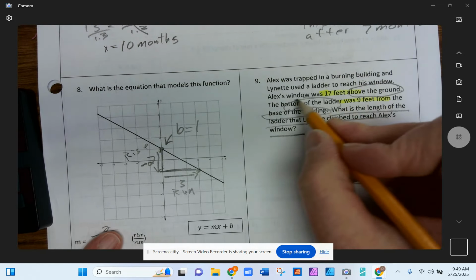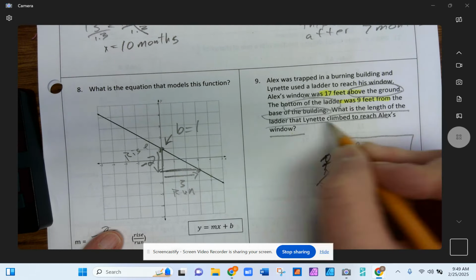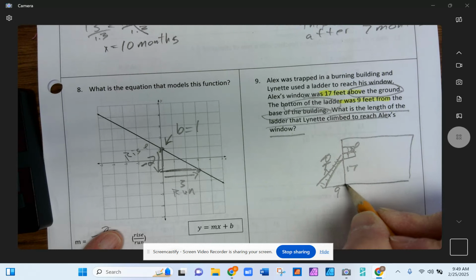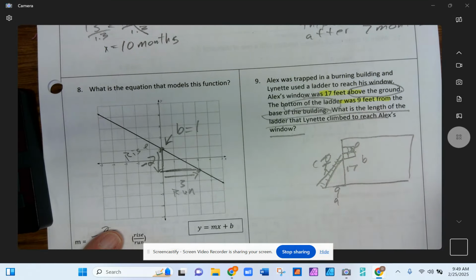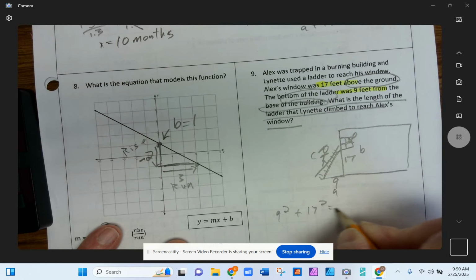Okay, anyway, so Alex's window, the window right here, is 17 feet above the ground. The bottom of the ladder was 9 feet from the base of the building. So that's our A, that's our B. We're looking for our C. So 9 squared plus 17 squared is C squared.